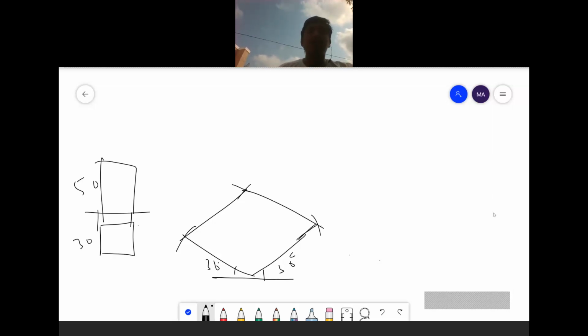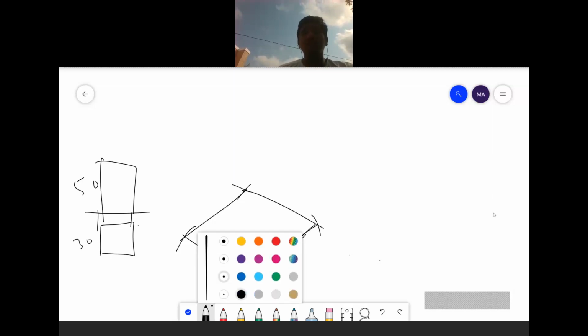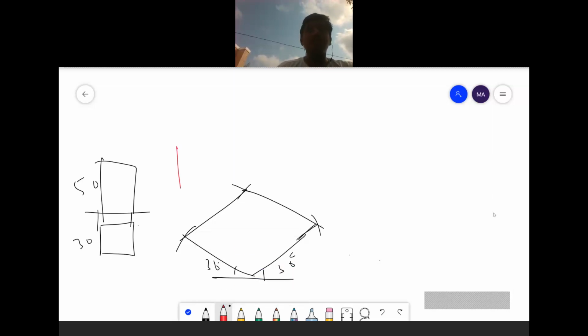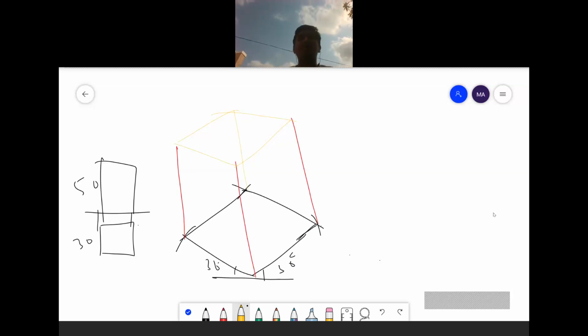After that, the given height is how much? 50 mm. From here you draw 50, from here 50, from here 50, and again from here you draw 50, and join all these lines. It will form a square prism.